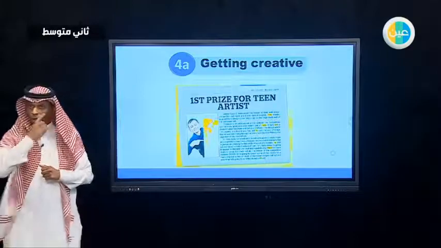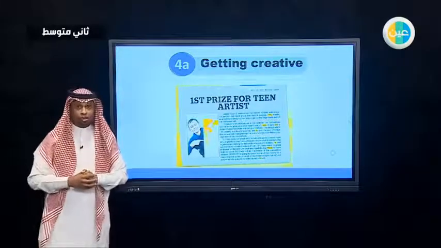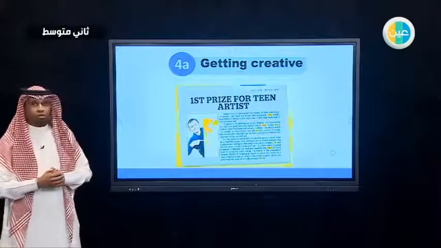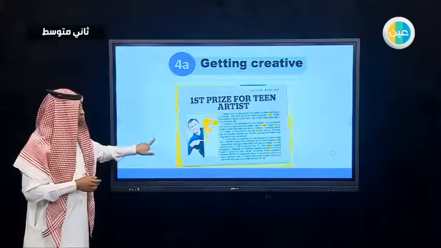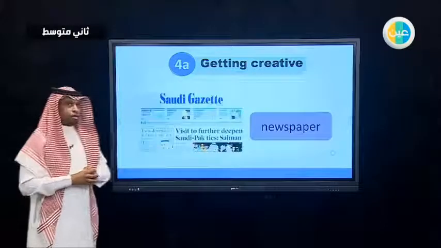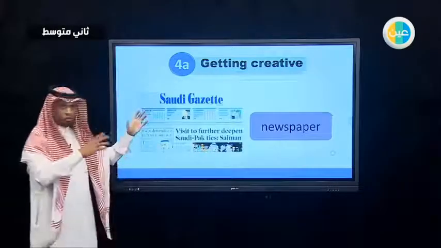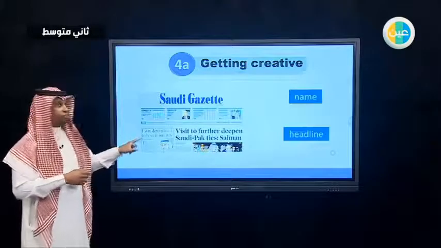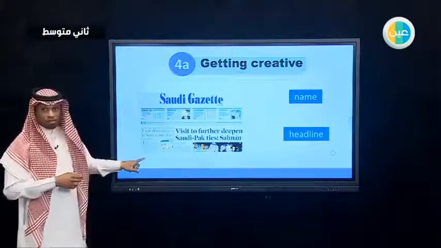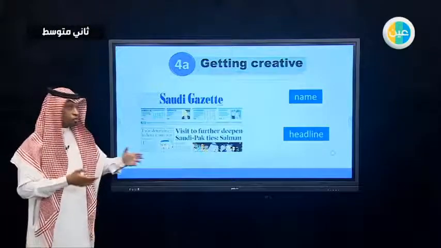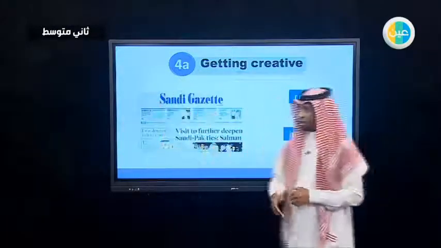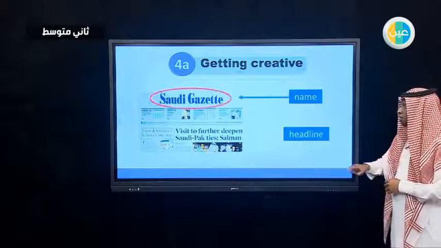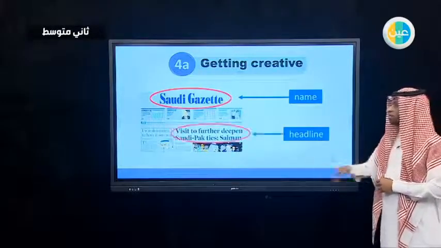What can you see? Again, the same question. What can you see here? Good. What do you think about this? Good. This is a newspaper. This is an example of a newspaper. What is the name of this newspaper? Saudi Gazette. Good. And this newspaper has, as you can see here, a headline. This is the name and this is the headline.